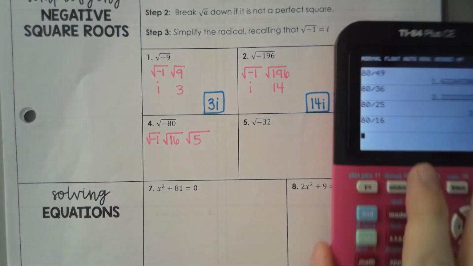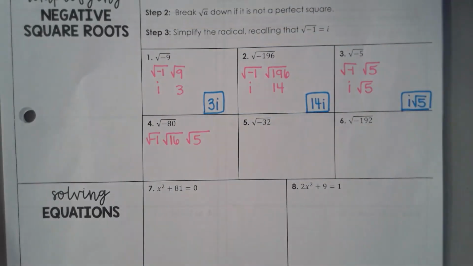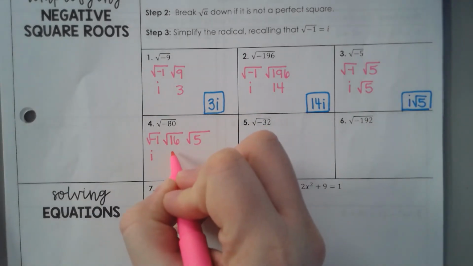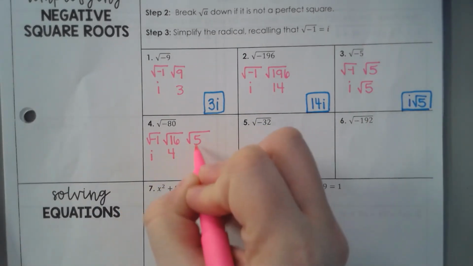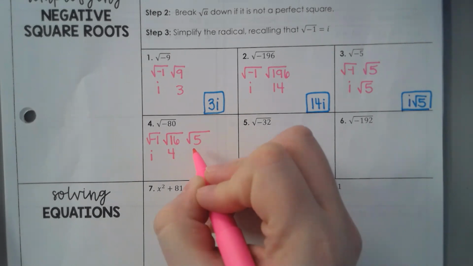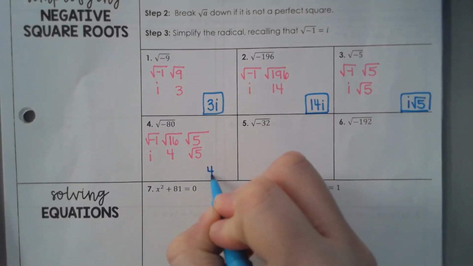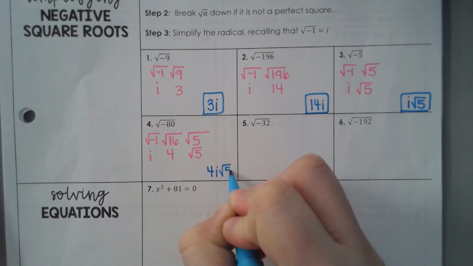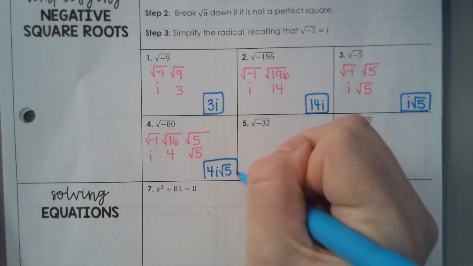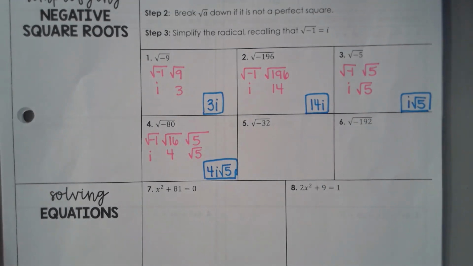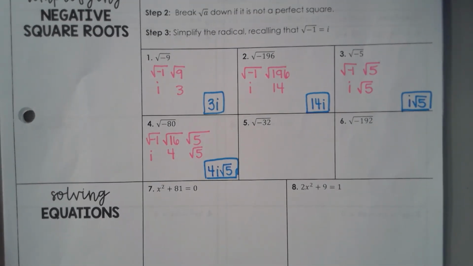What is the square root of negative 1? What's the square root of 16? 4. Square root of 5? Just bring it down. So the correct order to write your answer is 4i square root of 5. It's always just your whole number first, then i, and then your square root.